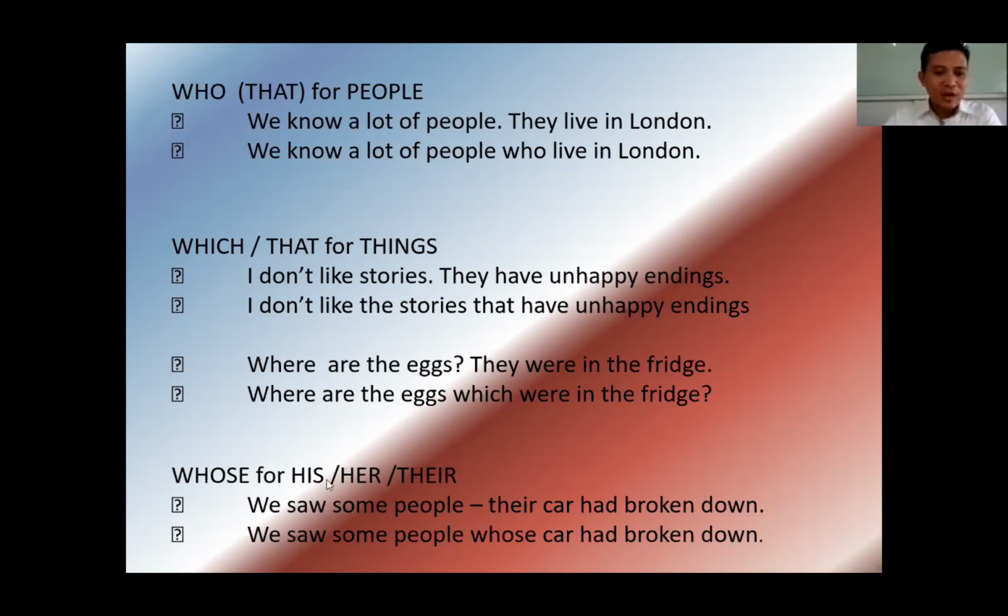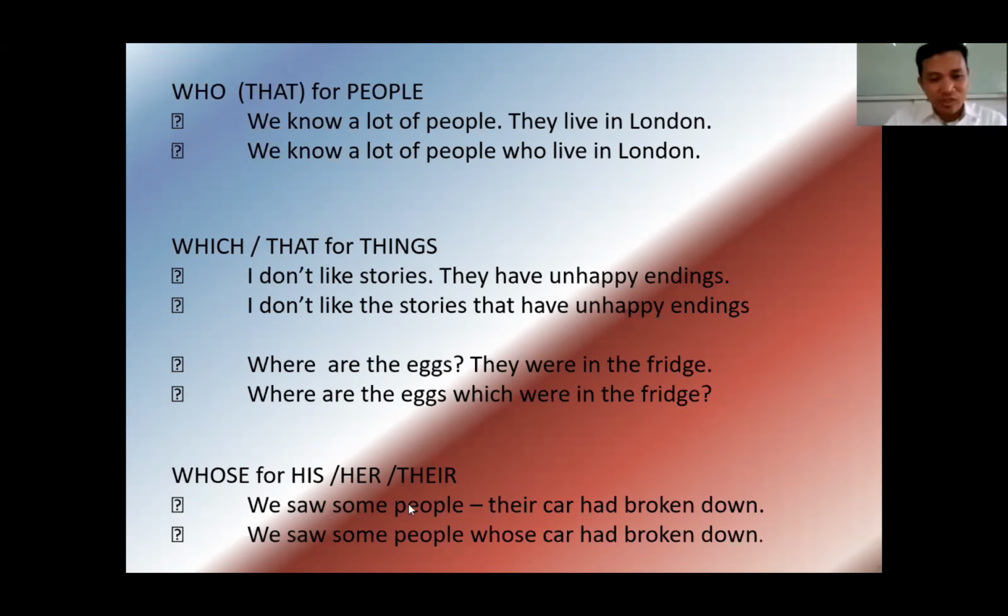Okay, whose is for his, her and their, possession. His, kepunyaannya; her, kepunyaannya perempuan; their, kepunyaan mereka. That's right. Okay, we saw some people, their car had broken down. Look at this one here. We saw some people, their car, mobilnya, mobil kepunyaannya. We join these two sentences together: We saw some people whose car had broken down. You don't need to put "their" again here because "their" is replaced by whose.